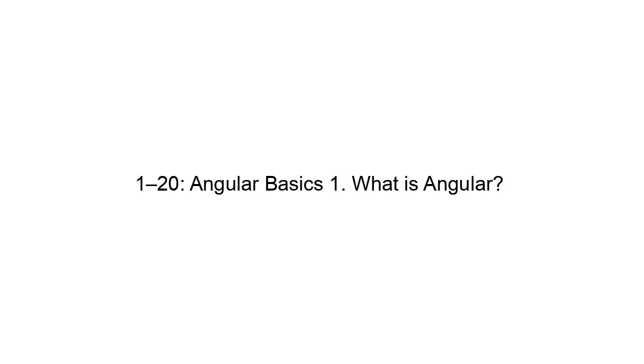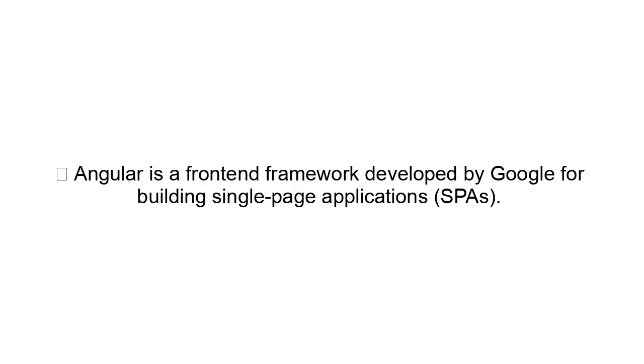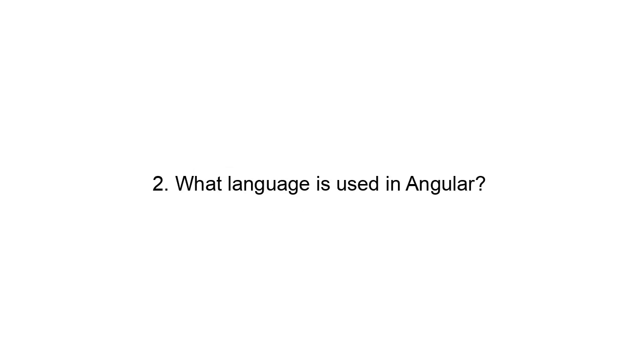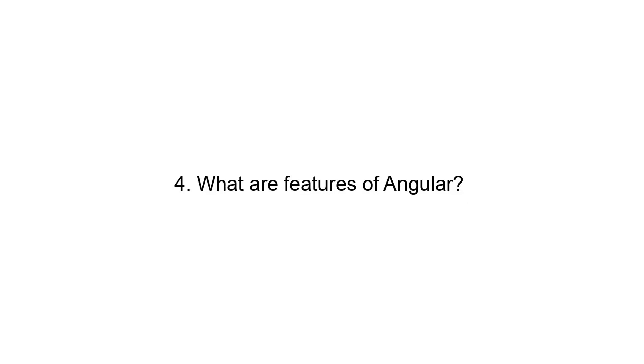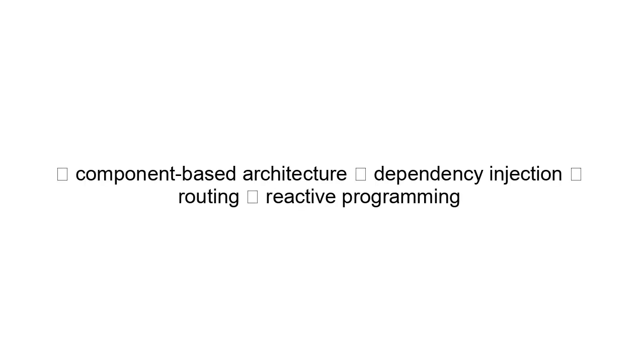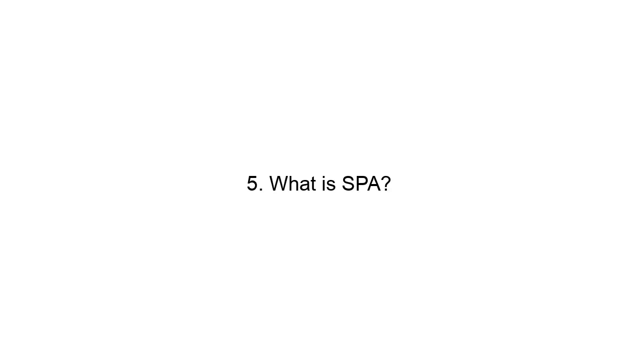1 to 20. Angular Basics. 1. What is Angular? Angular is a front-end framework developed by Google for building single-page applications, SPAs. 2. What language is used in Angular? Angular mainly uses TypeScript. 3. What is TypeScript? Superset of JavaScript with static typing. 4. What are features of Angular? Component-based architecture, dependency injection, routing, reactive programming. 5. What is SPA? Single-page application loads one page dynamically.